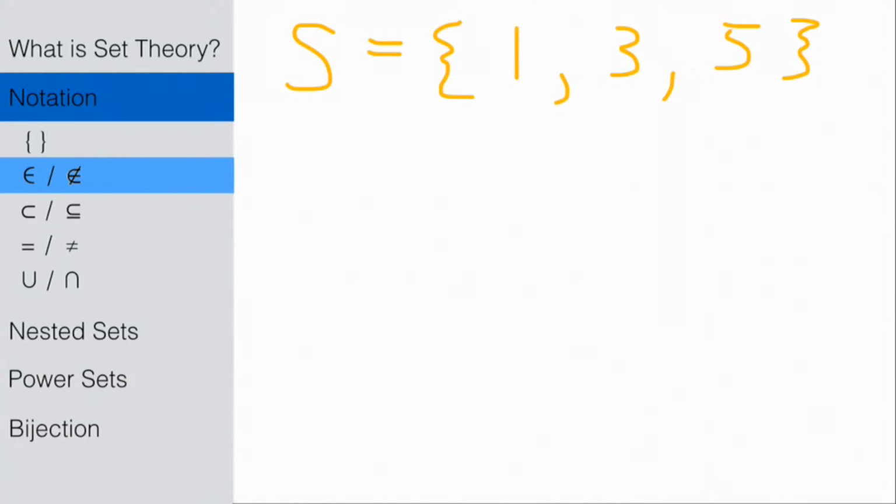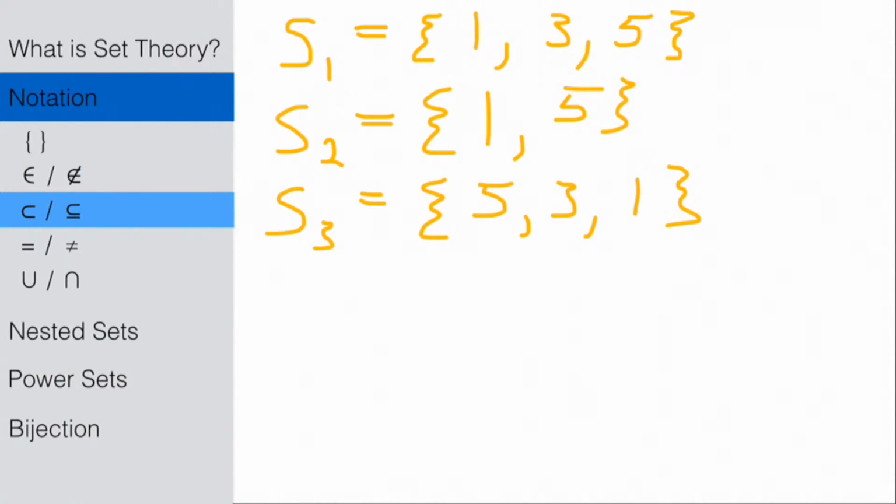This leads us to the membership symbol, which we can use if we want to express that something is an element of a set. So if we have this set again, S, we can say that 1 is an element of S. We could also say that 2 is not an element of S by using the same symbol with a line through it.